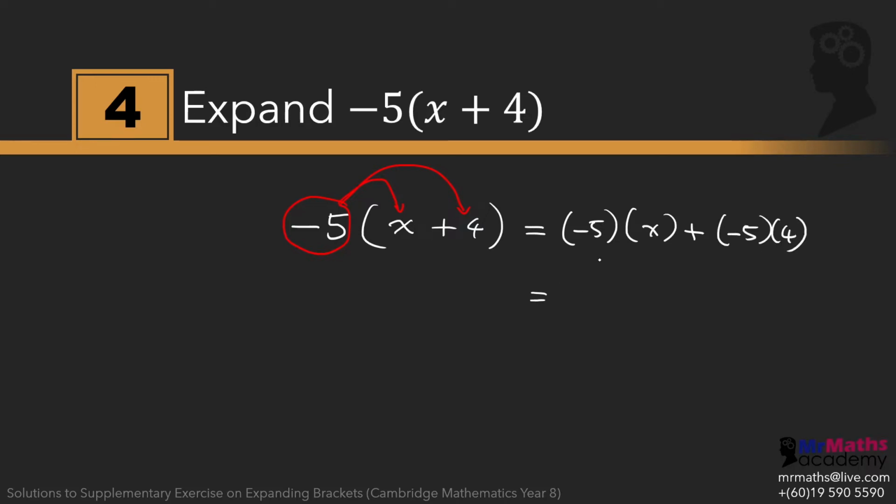So this equals minus 5x plus minus 20. Minus 5 times 4 is minus 20. We have a plus meeting a minus here. Whenever we have a plus meeting a minus, the final sign is going to be minus. So this is going to be negative 5x minus 20. So this is the final answer.